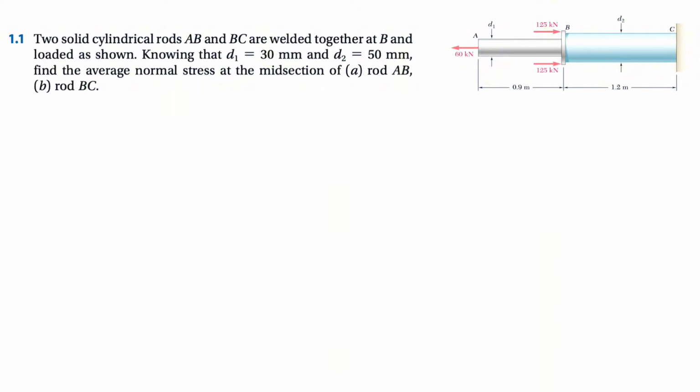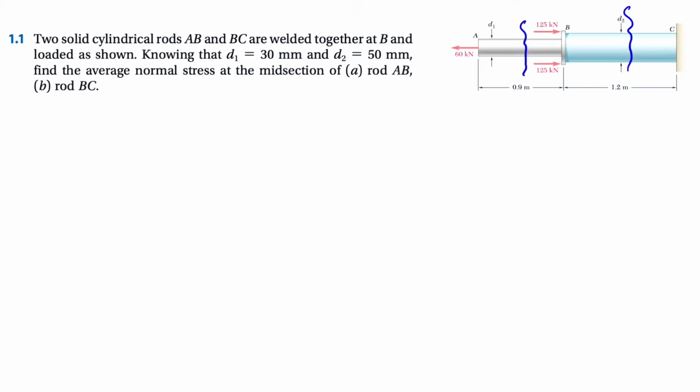We're going to be solving another question from the first chapter of Beer and Johnston's Strength of Materials textbook. We have two solid cylindrical rods AB and BC that are welded together at point B and loaded as shown. The diameter D1 of the one on the left is 30 millimeters and D2 is 50 millimeters. We need to find the average normal stress at the midsection of rod AB in part A, and at the midsection of rod BC in part B.